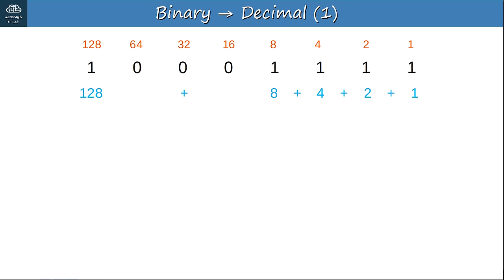Once you have written these values, simply add up the value of each 1, and you get the answer. 128 plus 8 plus 4 plus 2 plus 1 equals 143. So binary 10001111 is equal to decimal 143. Let's do another example.